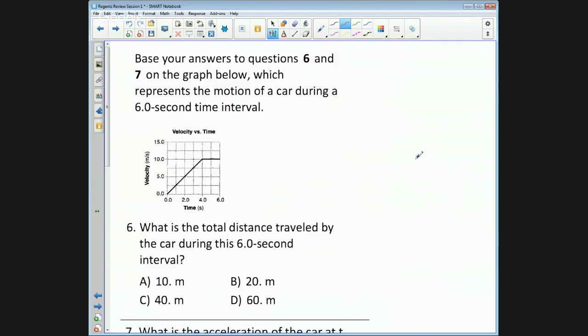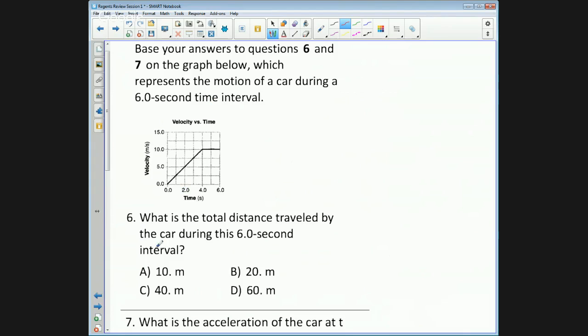Okay, the next two questions are a two-part question. It says, base your answers to questions 6 and 7 on the graph below, which represents the motion of a car during a 6-second interval. Number 6 says, what is the total distance traveled by the car during the 6-second interval? Okay, so we're given a velocity versus time graph.